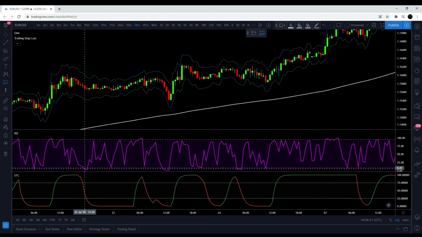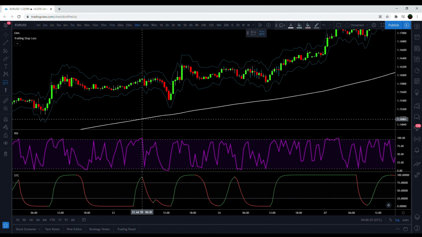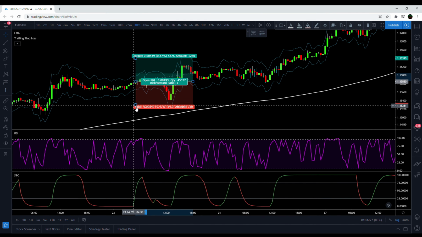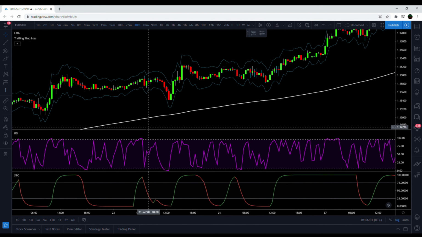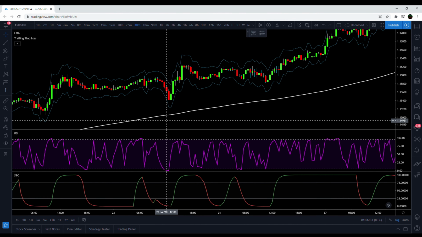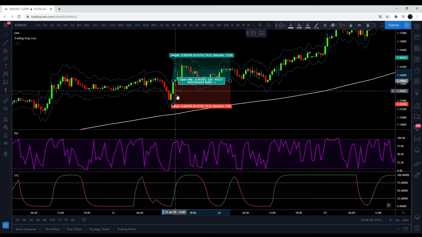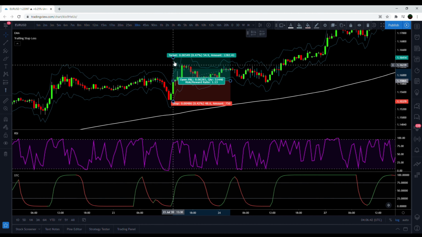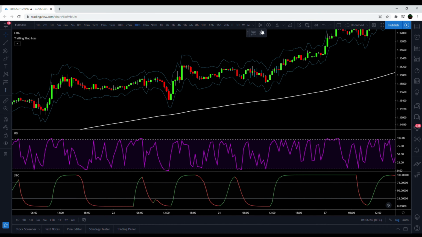Then it goes once again oversold right here, so you just wait for the next buy signal from the Schaff Trend Cycle. This one looks like a loss. Yep, that one takes a big hit. And then this one right here, this candle, another buy signal, 2 times risk, and that's a profitable one.